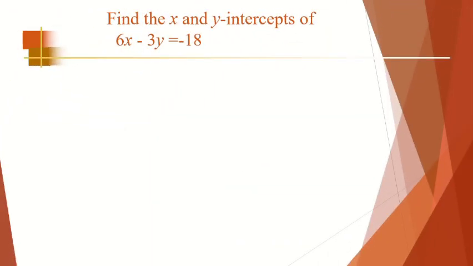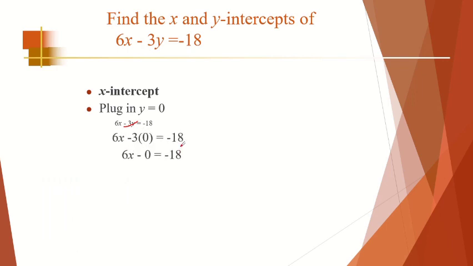Next example. We are going to find the x and y-intercepts of 6x minus 3y equals negative 18. To find your x-intercept, you are going to plug in 0 for y. Since y is 0, we have 6x equals negative 18. Then divide both sides of the equation by 6, you will get negative 3. So negative 3, 0 is your x-intercept.